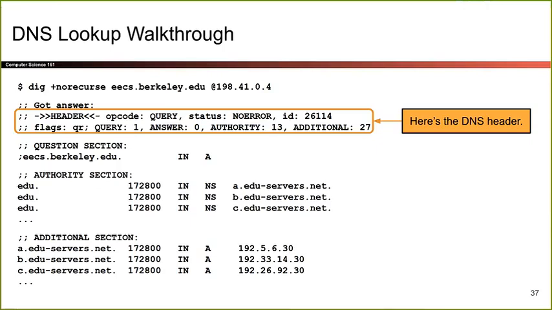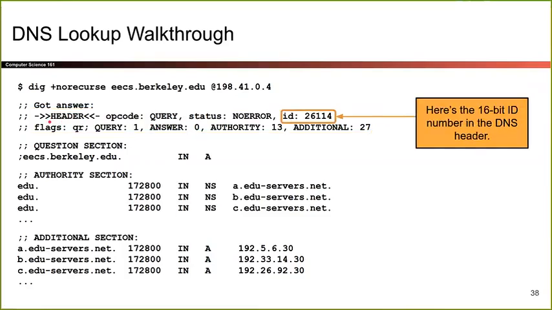Okay. Anyway, back to the response. So here's a header. How do I know it's a header? Because it very clearly tells you header in all caps. Cool. A lot of things here. One interesting thing is the ID number. So here's the ID number of our response. So dig generated a request with a random ID number that was 26114. That was fired off to the name server. The name server replied with the same ID number so that dig knew that this corresponded to the same request. So there's the ID number, we see it there.